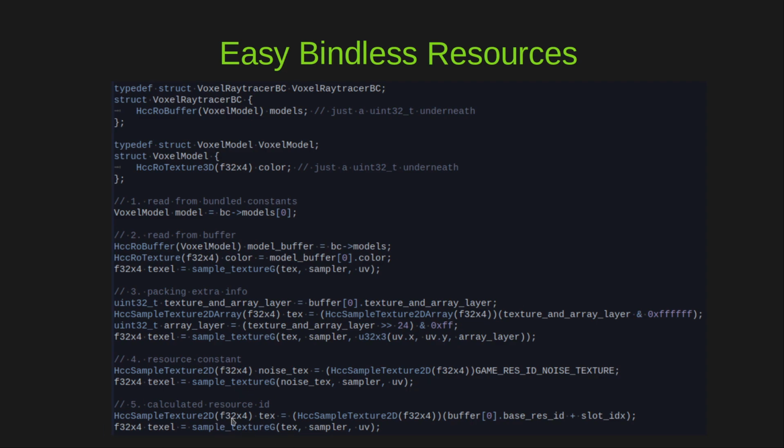And then also you can calculate a resource ID by taking something that's passed up from the CPU, and then on the GPU you can read it from bundle constants or a buffer or anywhere, or maybe it's just computed somehow, right? You can compute an offset from a base index or just mathematically compute a resource ID somehow, and then turn that into a texture and then sample from it.